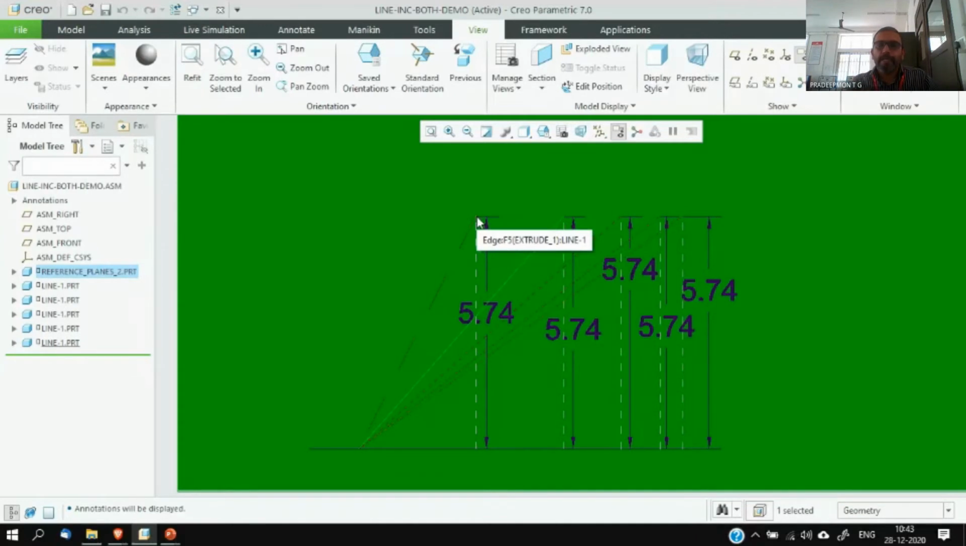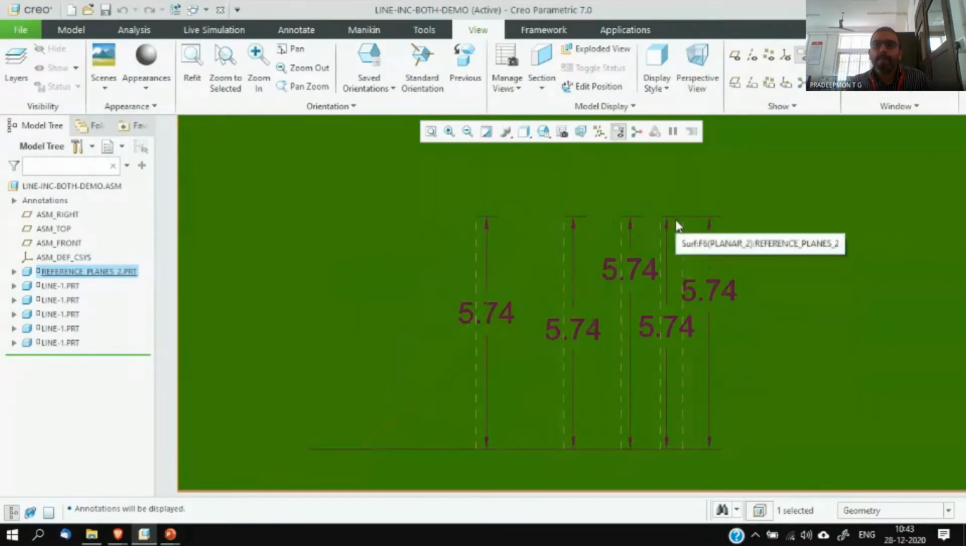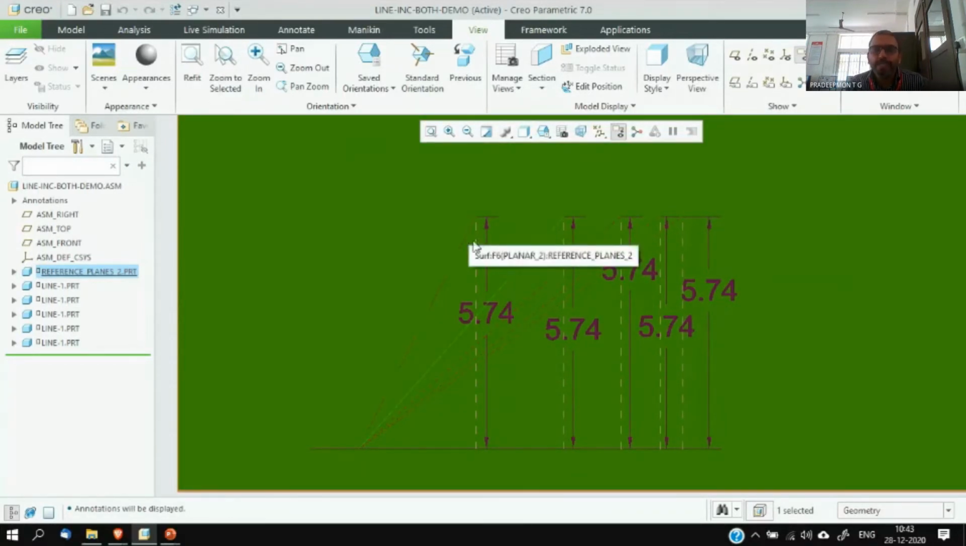See here, this line, the rightmost line, is making only 10 degree with the VP. The second line makes an angle of 20 degree with the VP. The third line makes 30 degree with the VP. This line makes 40 degree with the VP. This line makes 50 degree with the VP. So each line makes different angles with the VP.